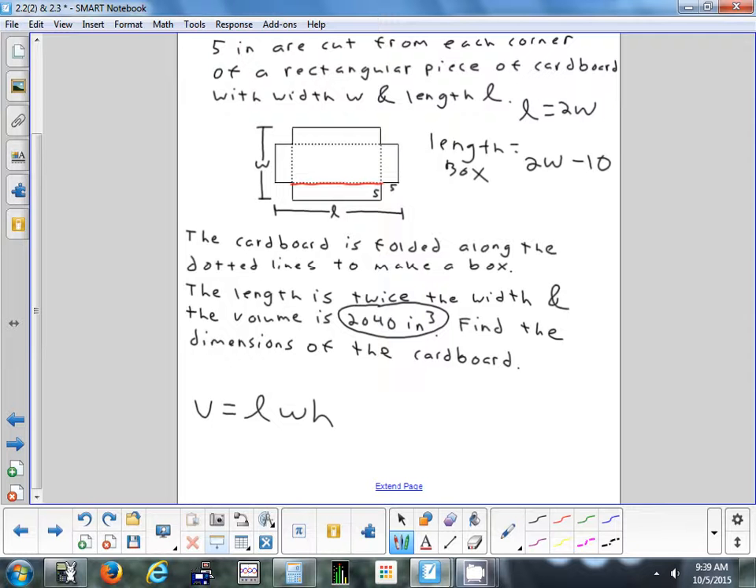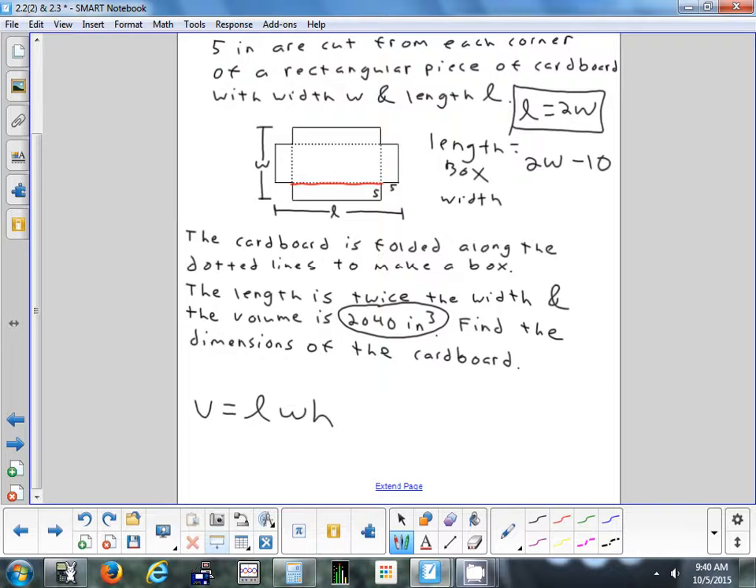Okay, the length of the box. Well, the length is twice the width. That's that fact right there. Length is twice the width. Now, why did you subtract 10? Because of the tabs. Yep, if you look at the tabs, you are going to cut 5 inches off the left, 5 inches off the right to make that square. So there's the length of your box.